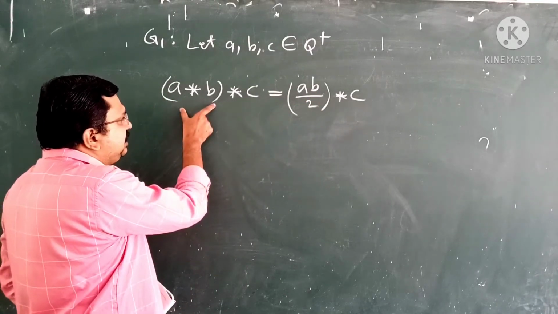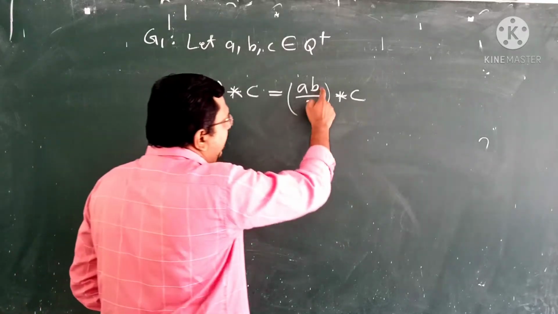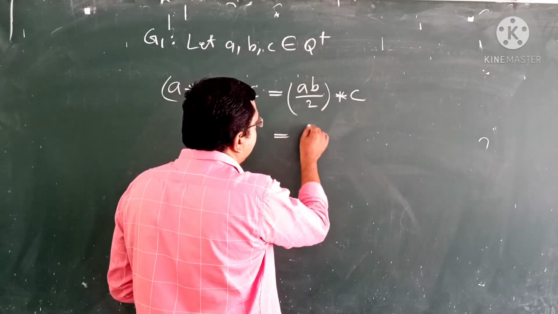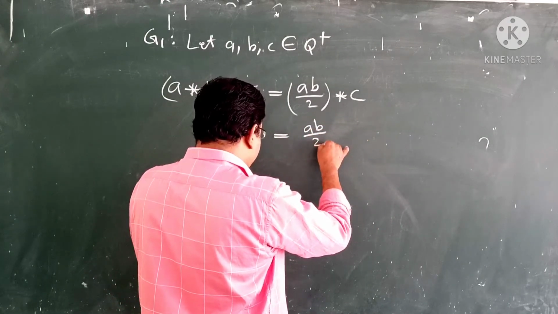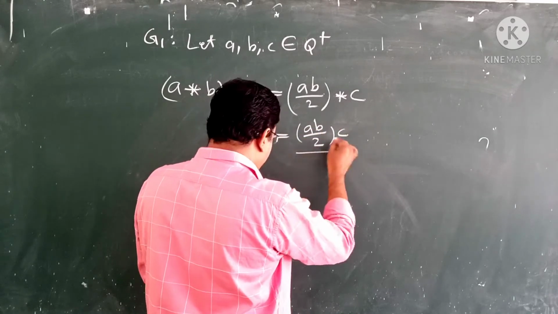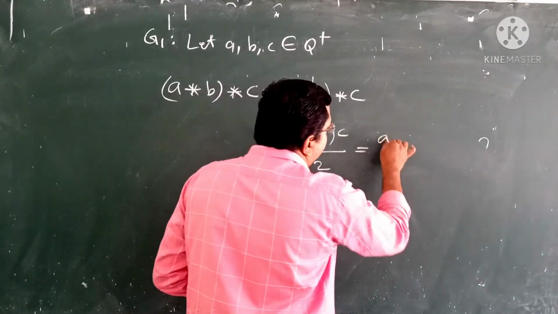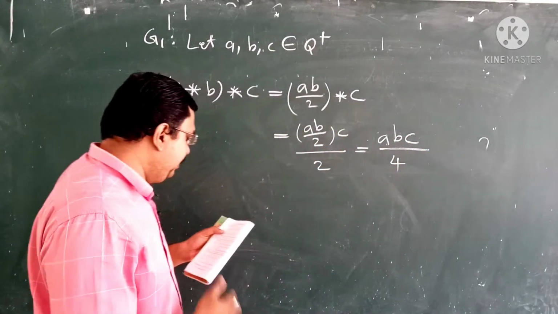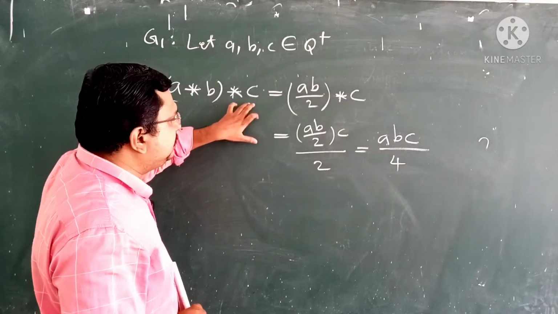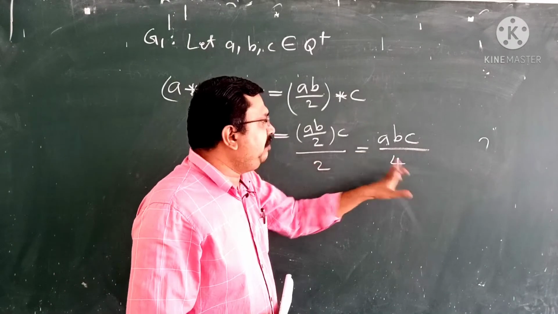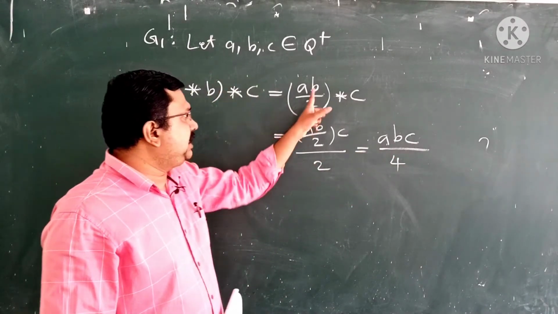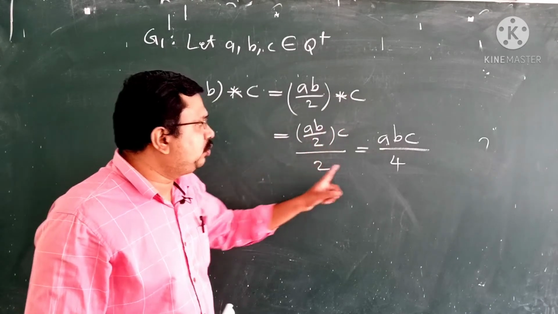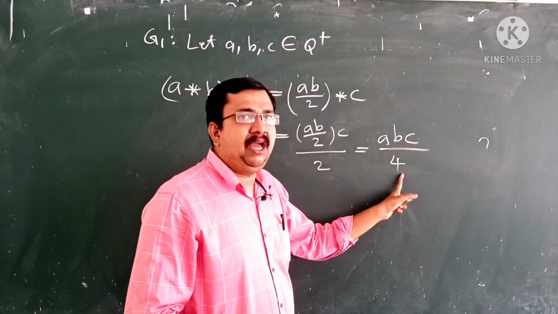Then what is (a star b) star c? That is ab by 2 star c, which is equal to ab by 2 into c by 2. That is equal to abc by 2 into 2, that will become 4. So (a star b) star c is equal to abc by 4. Remember that a star b is ab by 2, star c, becomes ab by 2 into c by 2, equal to abc by 4.